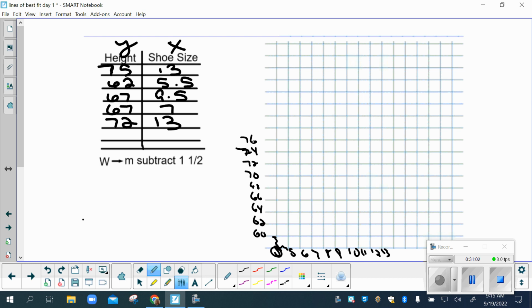So here I go. I'm going to start 13 to 75. Boom. I'm going to go 5.5 to 62. So 5.5 is up here at 62. Ooh, it's right there. How cute is that? And then I'm going to go 67 and 9.5 way over here. I think I forgot a number. No, 7, 8, 9, there it is. 9.5 was at 67. And another 67 way down here at size 7. And 72, 13. 13, 72.